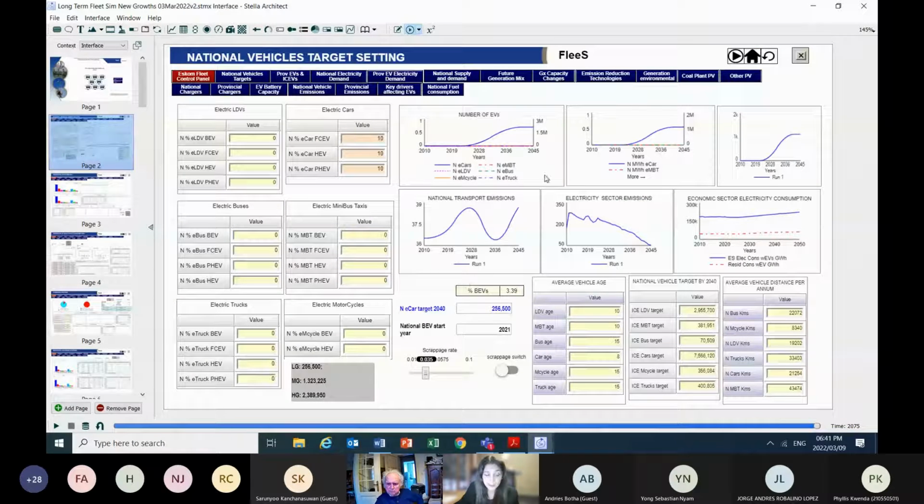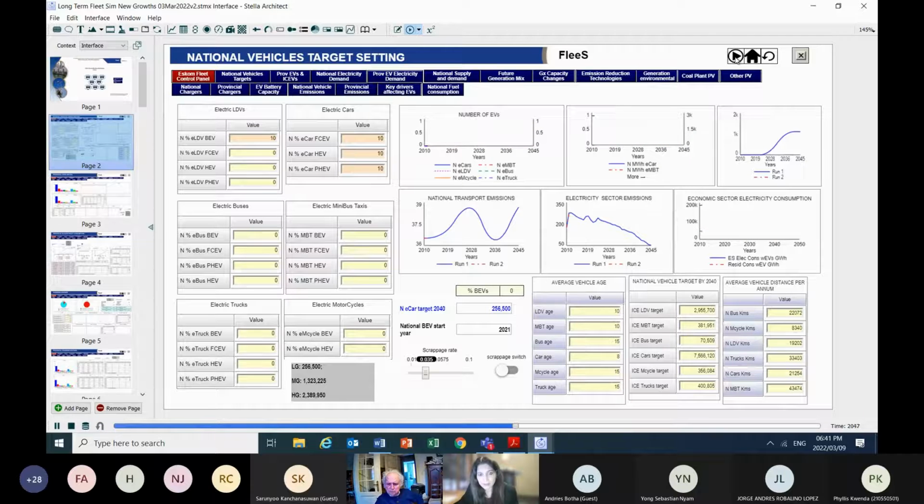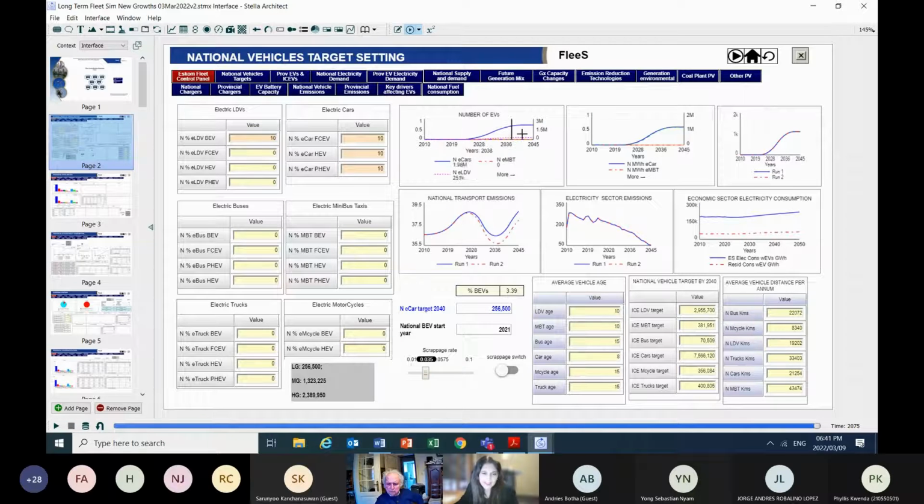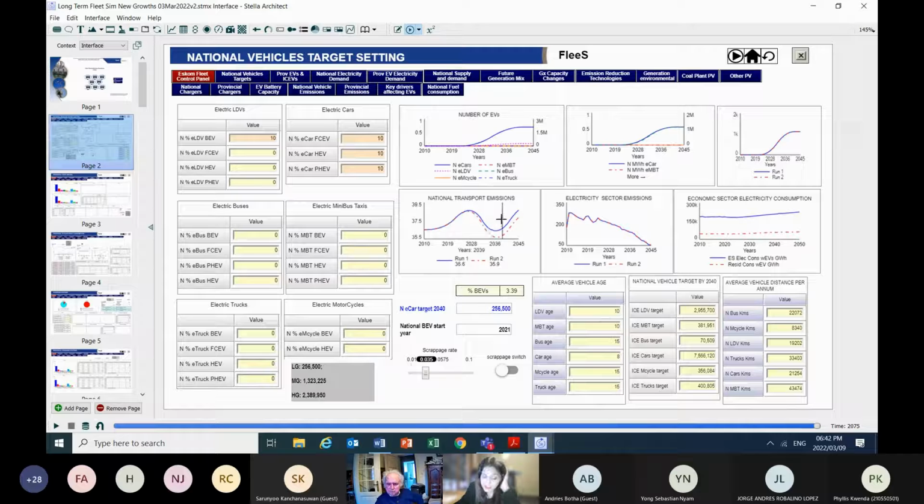And this is one of the interfaces. I was putting in some values here in terms of replacing our internal combustion engine vehicle population, running the model, and we can figure out how many EVs we'll have in the system, how much electricity consumption this would mean, and what our decrease in transport emissions will be. It looks like a serious dip, but my scale is very small here.